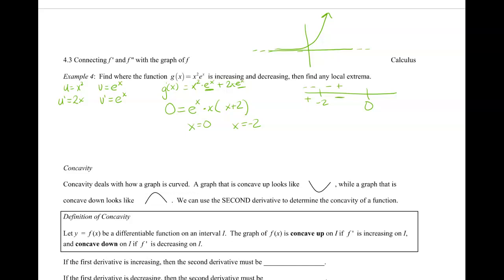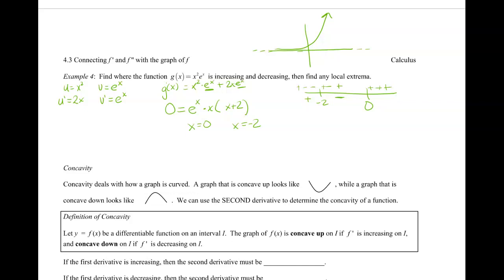And then 0 is my other critical value. I need to plug in a number above 0, which will give me a positive and a positive. Again, that e to the x is always going to be positive, so if you want to include that on your sign chart, you can, but if it's always positive, it's not really going to affect anything.